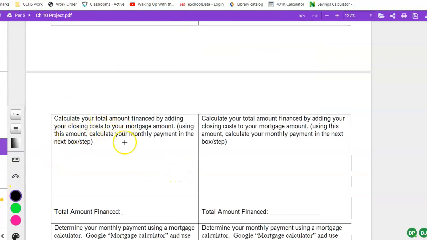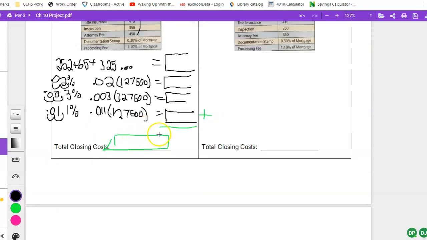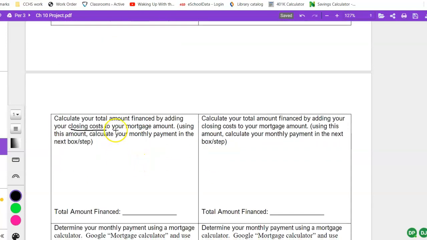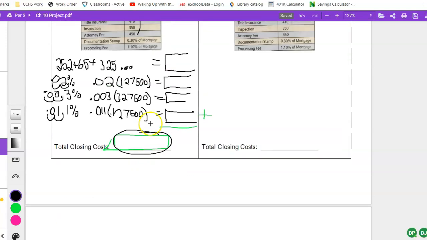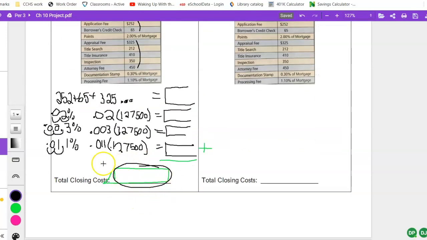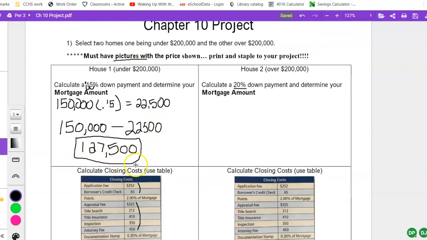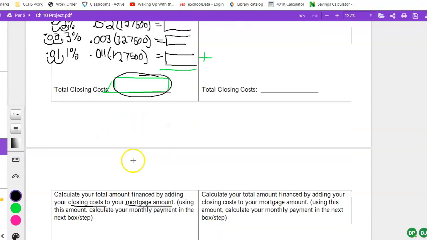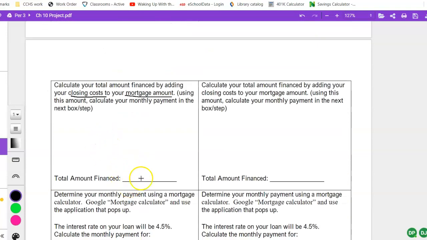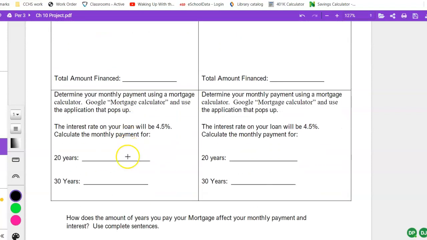Calculate the total amount you finance by adding your closing costs. We just found that in our previous question, so I'm taking this answer and adding it to my mortgage amount. So I'm taking my answer from the second question and adding it to my mortgage from the first question. So this plus whatever I get down here is going to get me my new total amount financed. And that's just going along with what we said. People do roll their closing costs into their mortgage, so we've got a slightly bigger mortgage.